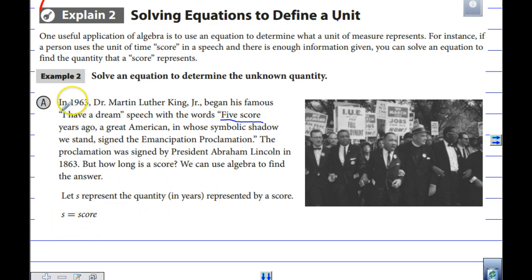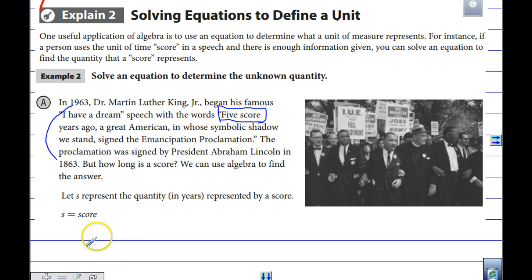They say, well, in 1963, Dr. Martin Luther King was talking about Abraham Lincoln's speech, which was in 1863. So from 1863 to 1963 is 100 years. And in that 100 years, instead of saying 100 years, he said it was 5 score.